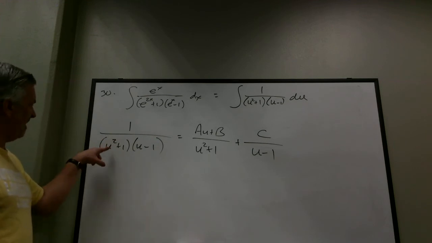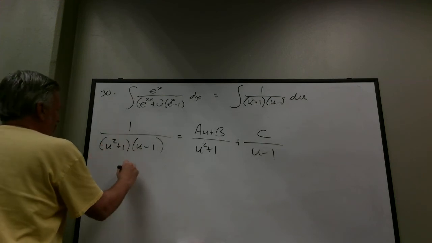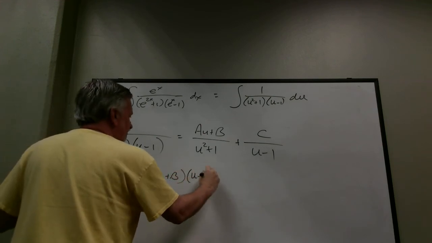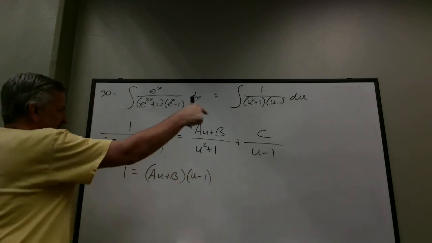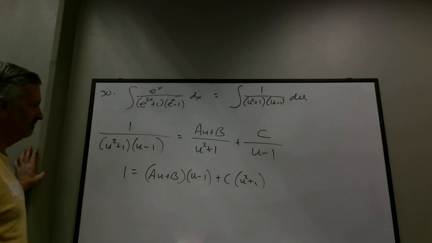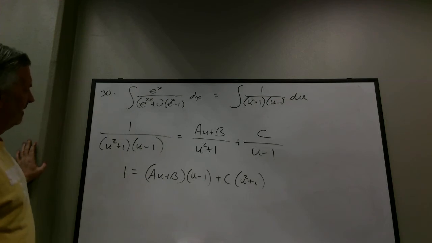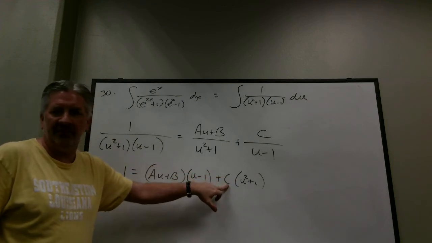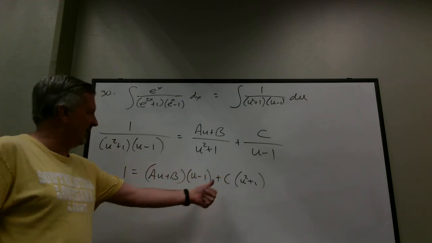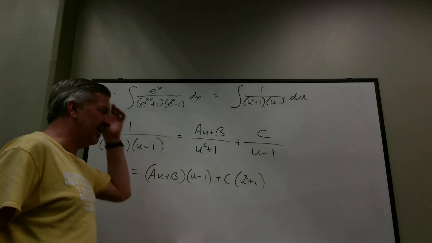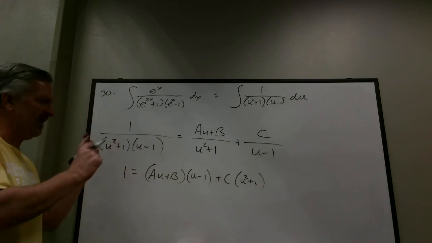If I multiply both sides by u squared plus 1 times u minus 1, I get 1 on this side. Then you get au plus b times u minus 1, because the u squared plus 1's cancel. And then you're going to get c times u squared plus 1, because the u minus 1's cancel. So you could solve for c quickly. If you let u be 1, that term drops out and you could get c very quickly. But then you can't get c to drop out. Because what are you going to plug in for u to make that 0? Nothing. So I'm just going to do it with the method of setting polynomials equal to each other.